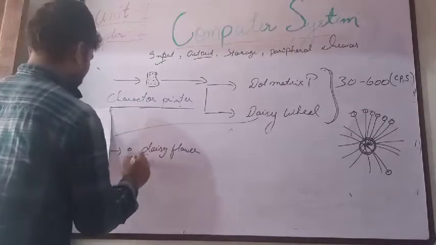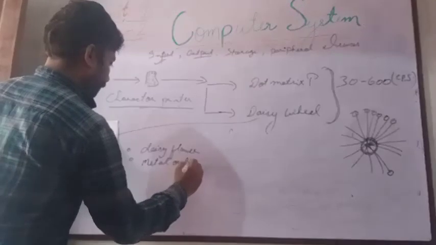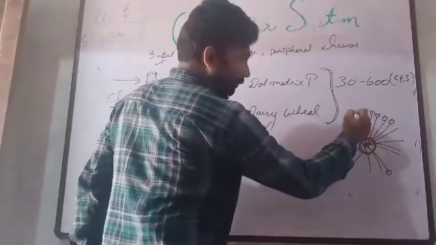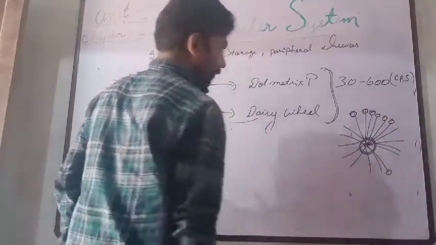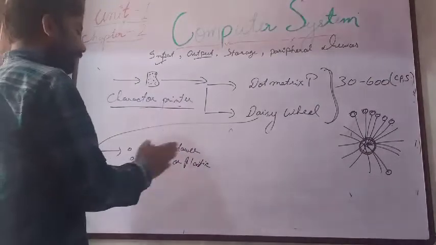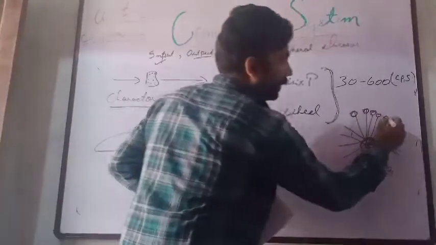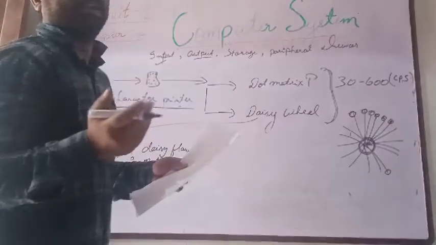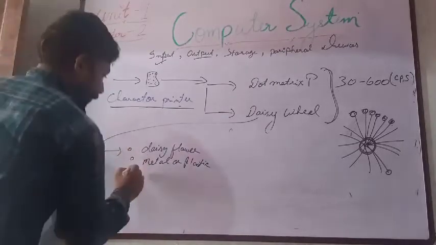Then after, metal. Your head is made up of metal or plastic. The design of daisy wheel printers differs, but you will see the head is made up of metal, or the characters here, A, B, C, like this, are made up of plastic or metal.